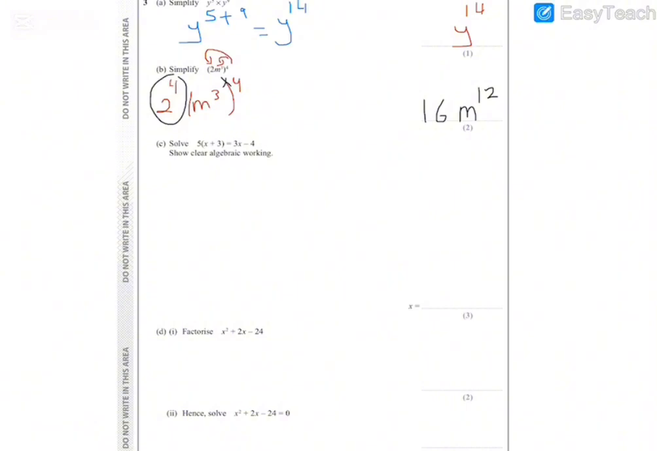Okay. Number C, solve 5(x plus 3) equals 3x minus 5. Here, if you have a number in front of a bracket, you must distribute this number first. So I must distribute 5, multiplying 5 over all the terms inside the bracket. Then we collect like terms. 3x comes here with a different sign, and also 15 goes to the other side.